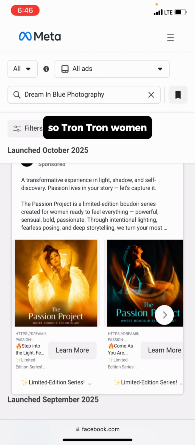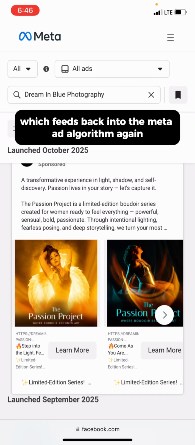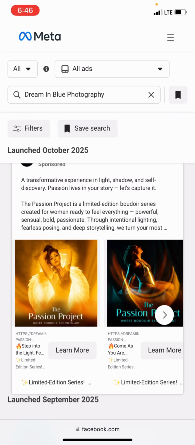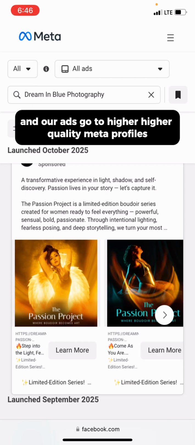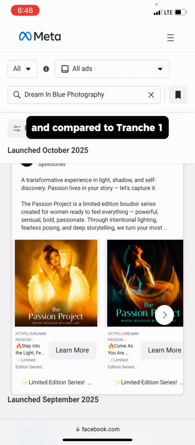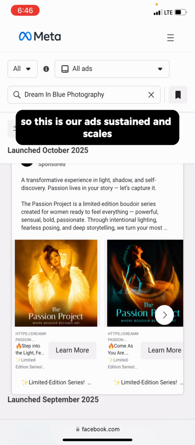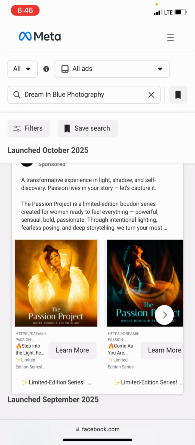So tranche 1 women, we do the same ad spend per day, but we're getting more results from these tranche 2 women, which feeds back into the meta ad algorithm again. And our ads go to higher quality meta profiles, which have a higher conversion rate than tranche 2 compared to tranche 1. So this is how our ads sustain and scale the business.